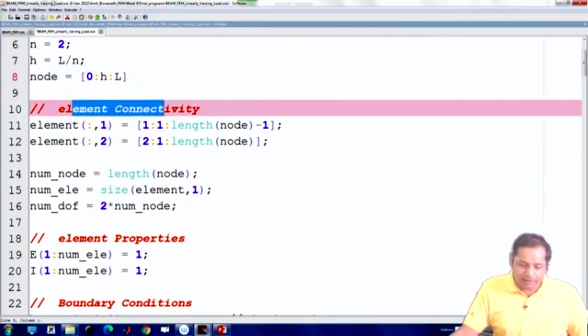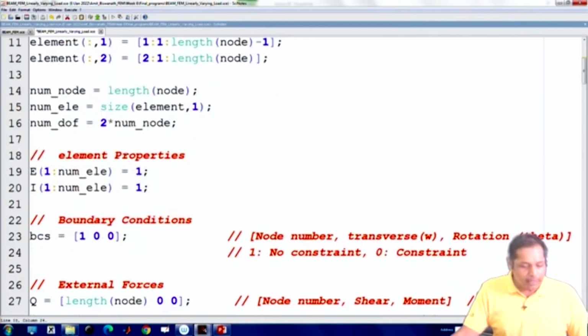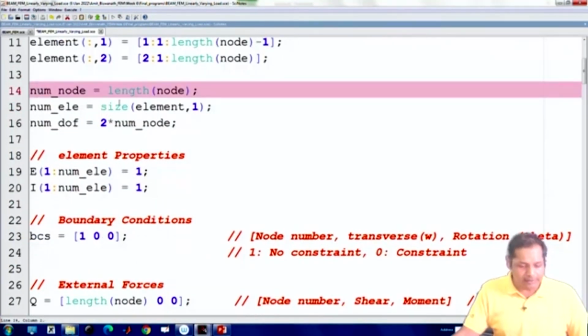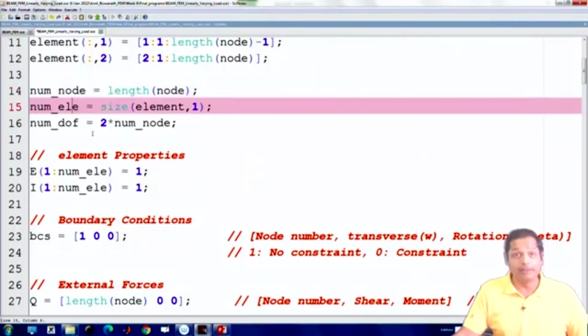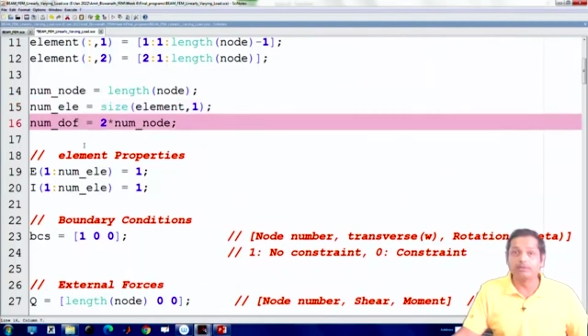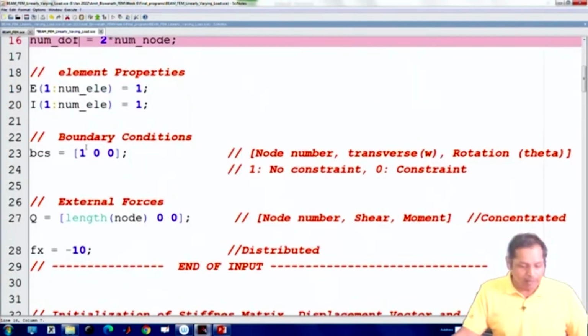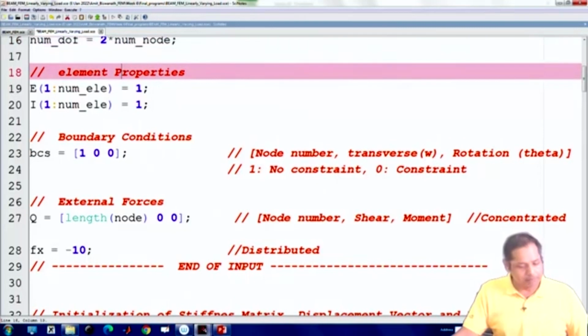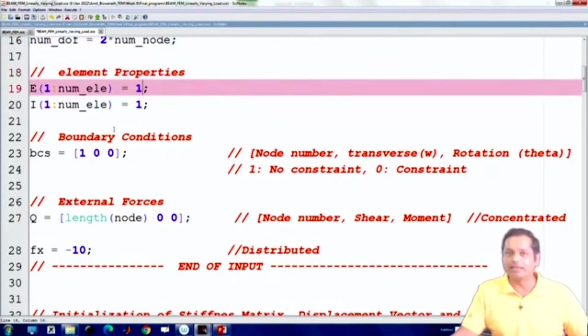Now, this is the element connectivity. This gives the total number of nodes, this gives the total number of elements, and at every node we have 2 degrees of freedom. So this is the total number of degrees of freedom. Now, element properties: EI is constant in our example, that's why it is given as 1, 1, but the final displacement that we get from this needs to be divided by EI. If we are taking a particular problem with particular E and I, we can substitute that.